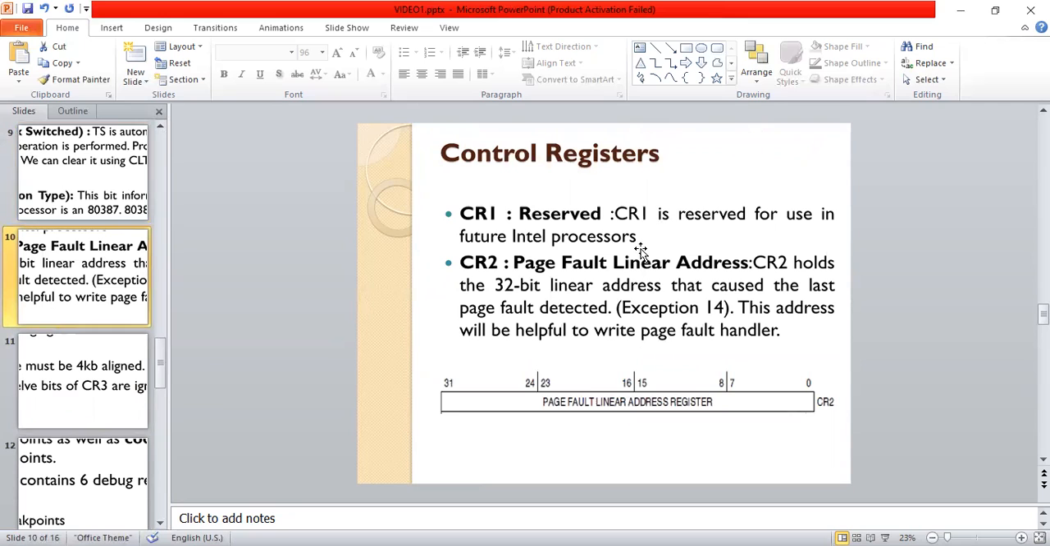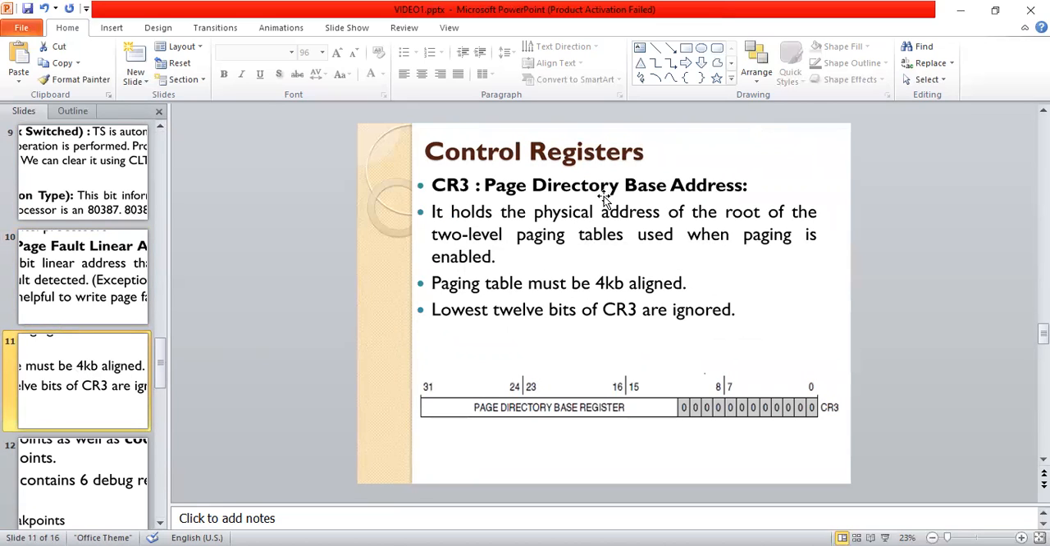Control registers. CR1 is reserved for use in a future Intel processor. CR2 is the page fault linear address. CR2 holds the 32-bit linear address that caused the last page fault detected. This address is helpful for writing the page fault handler.